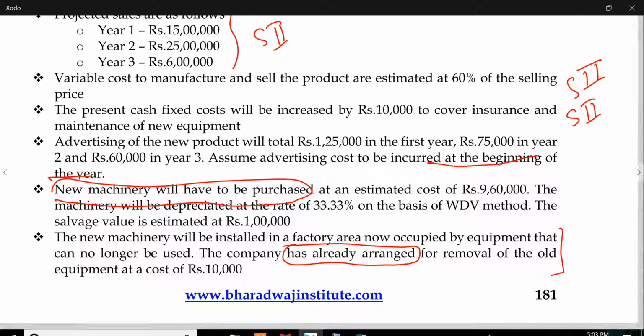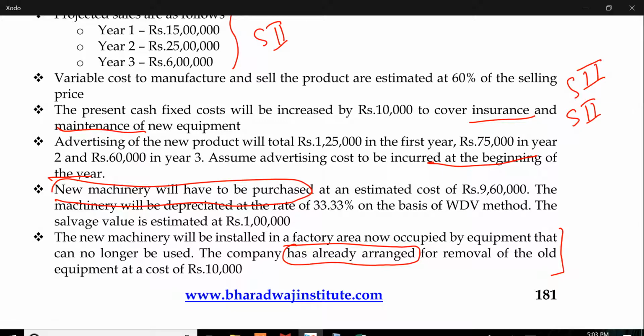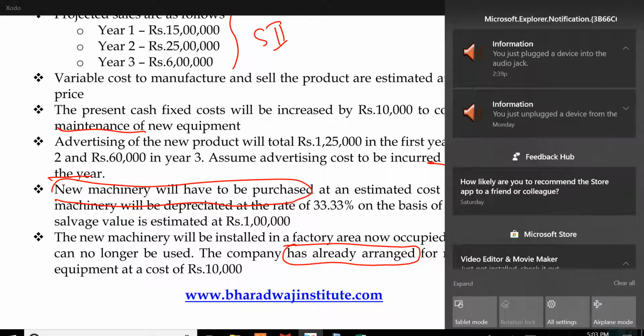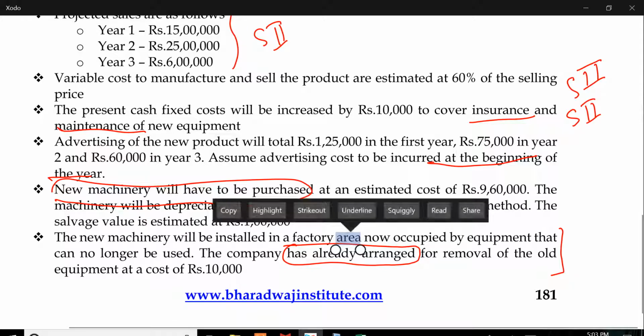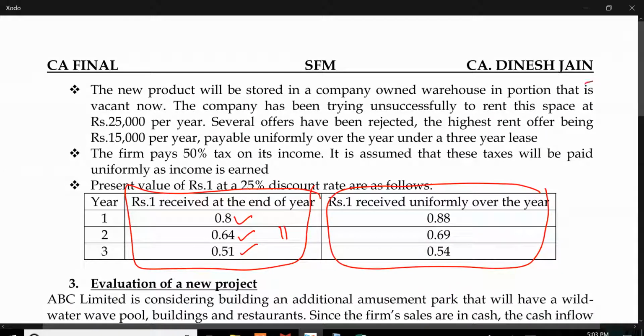Here it not only mentions insurance, it also mentions maintenance. So I assume that will happen uniformly over the year. It will be happening first year, second year, third year, that is fine. No, you cannot assume 4 years of calculation. Why will it be 4 years? Insurance will be a benefit for 1 full year. The only question is whether it is 1, 2, 3 or 0, 1, 2. Does it happen in year 0, year 1, year 2, or in year 1, year 2, year 3?